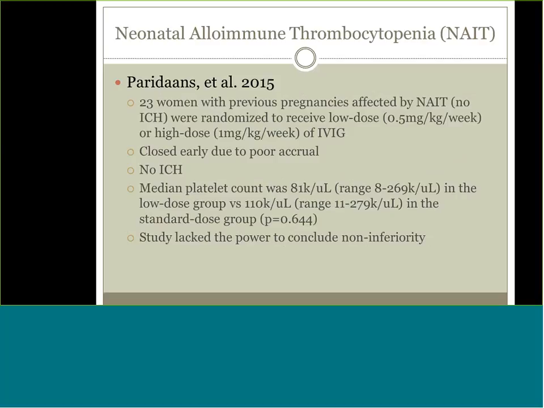Again, speaking to the variability within NATE, there was a recent study looking at low-dose versus high-dose IVIG in an effort to spare mom some of the toxicities potentially related to IVIG, randomizing mothers to either 0.5 g per kg per week or the regular standard 1 g per kg per week. And again, these were subsequent pregnancies, but none of the previous siblings had been affected by intracranial hemorrhage. So again, selecting a little bit of a lower, not lower risk, but a safer population.